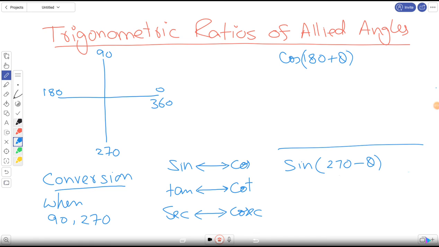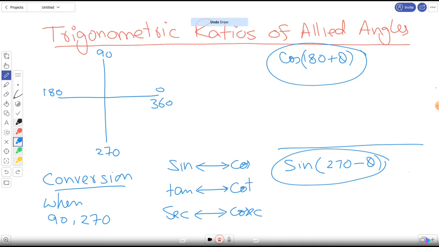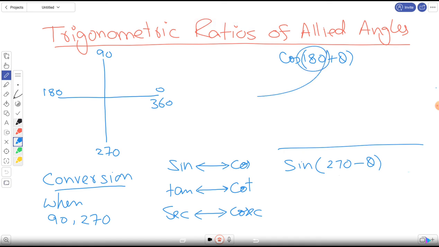So let's start now. We have two more examples. One example is cos(180 plus theta), and one example is sine(270 minus theta). So inshallah you can get it easily now. For example, this is 180, and 180 is along the x-axis, and I said before, when you have a multiple along the x-axis, you will not change. So cos remains cos and theta remains theta as it is. So you can see here I'm going to write cos theta as it is.